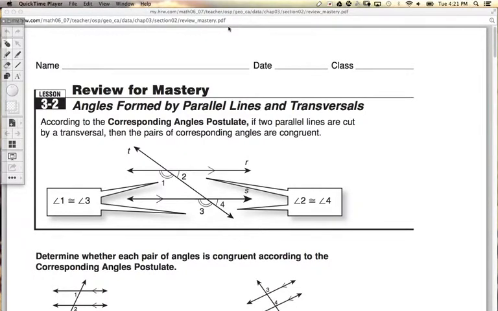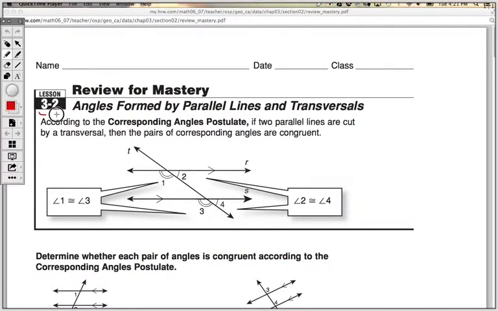All right, so here we go, geometry. We are looking at section 3.2, angles formed by parallel lines and transversals. Let's do this. So first thing, my name's Mr. Butler. This is, I don't know what day or period it is, but let's just do some examples here.